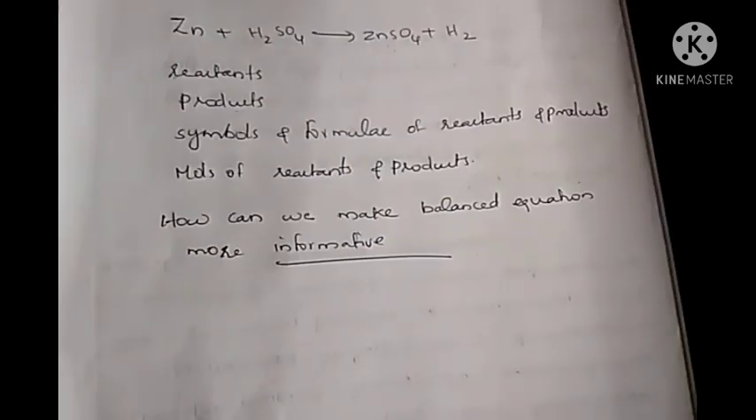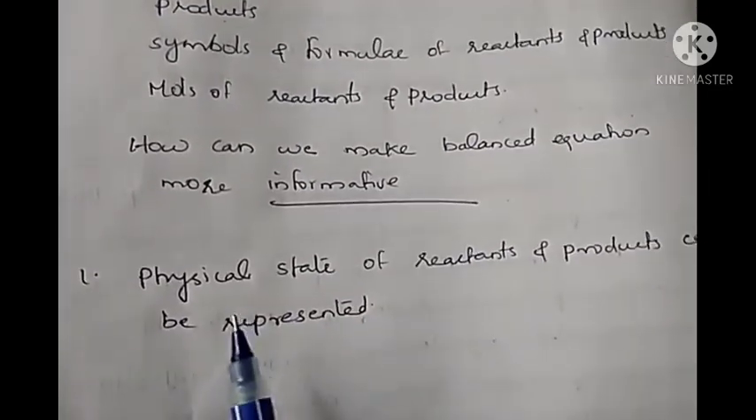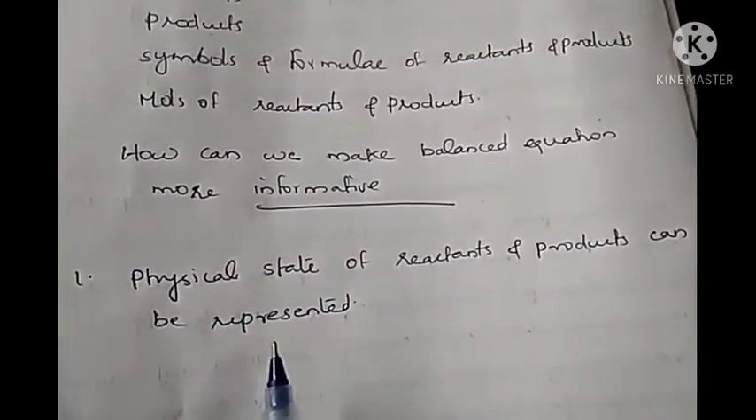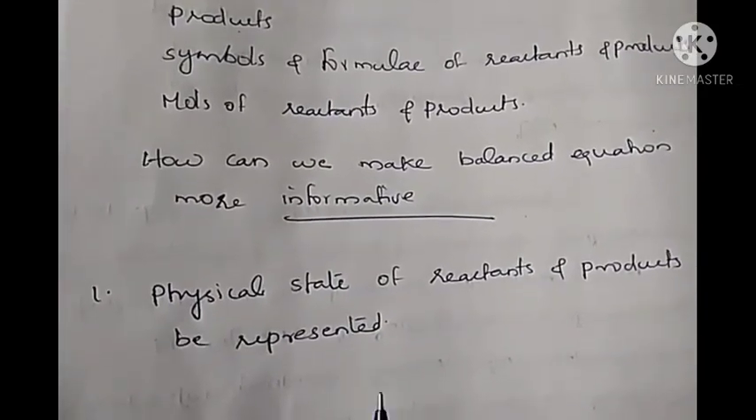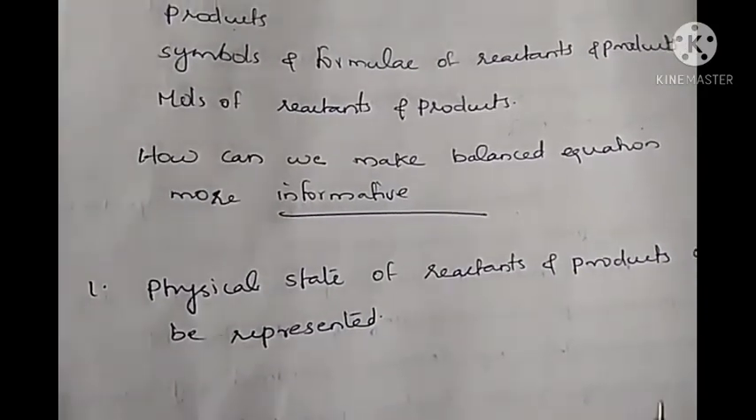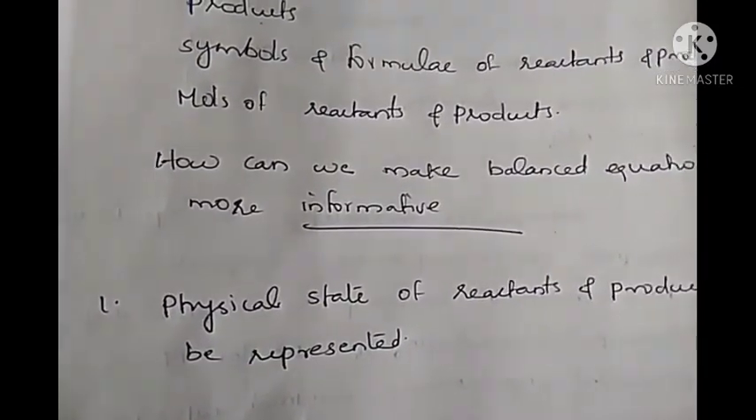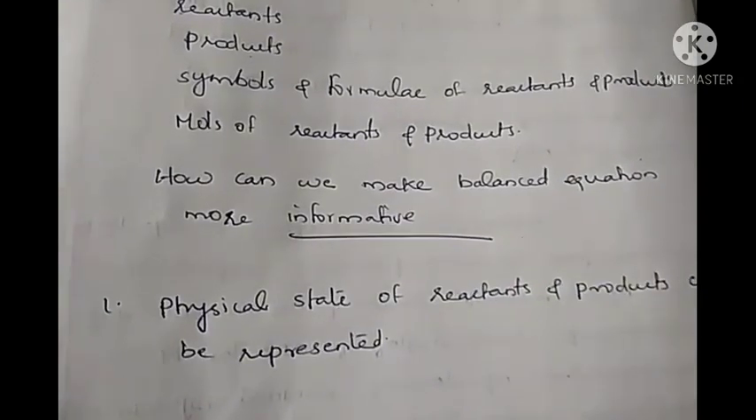Okay. How can we make a balanced equation more informative? The first thing is that we can represent the physical state of the reactants and products in the balanced equation. Physical state means whether they are solid, liquid or gas, or their solution in water. Which one we are using in the chemical reaction, that we can mention in the chemical equation.